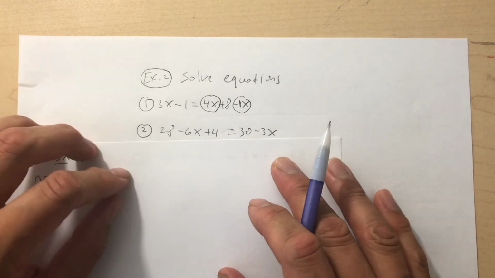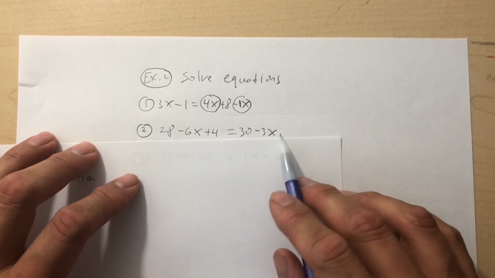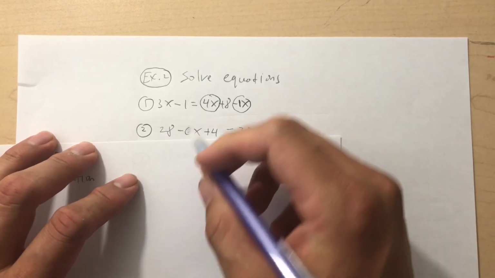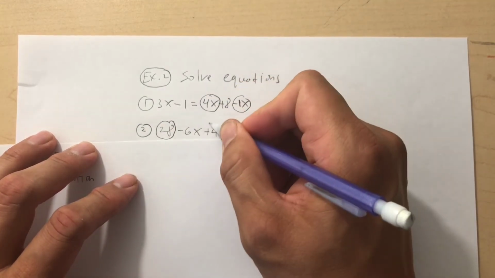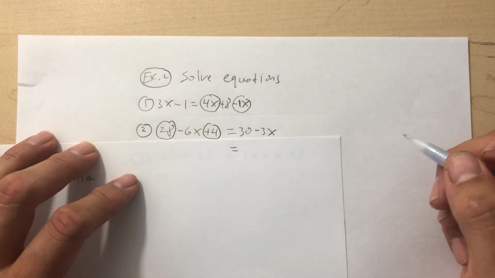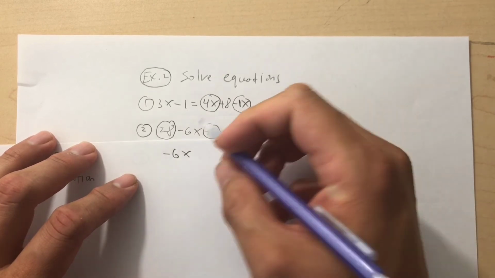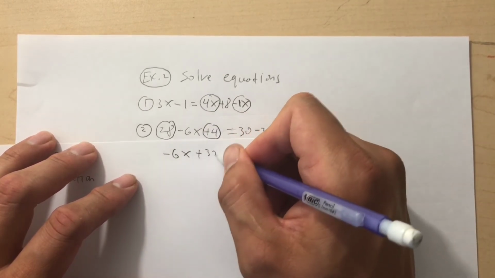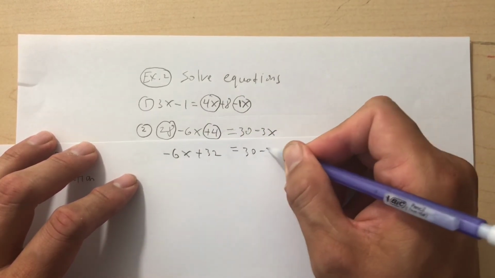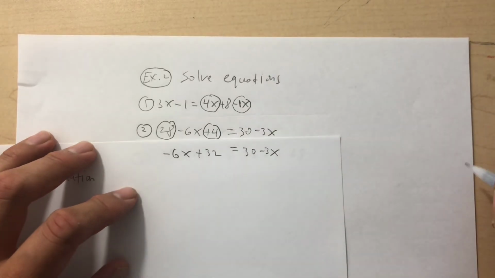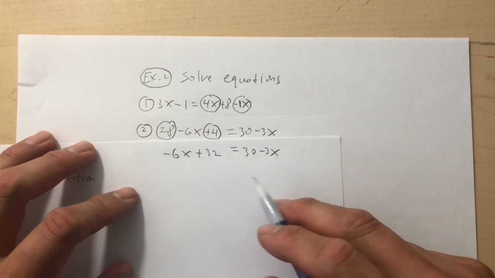All right, number 2, there's only x on this side and there's only x on this side, which is good. But on this side, again, you want to make it visually look a little easier. So let's go ahead and combine the constants. And that will give me, I always like to write my x first, that's just me, you don't have to do that, +32. And on this side is 30 minus 3x. All right, now there's x on both sides. You have to remove one of them.